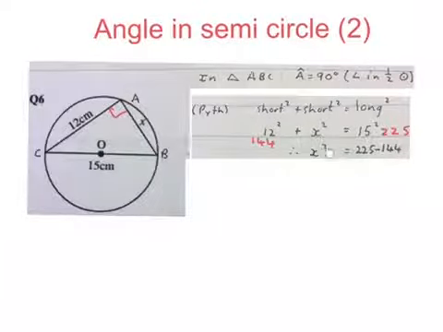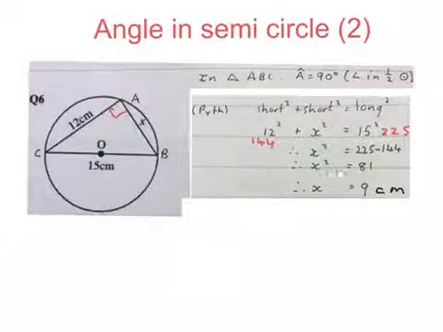Then, to get the x alone, I move the 12 squared to this side and minus it here. 15 squared is 225, and 12 squared is 144. Then we write x squared equals 81, square root both sides, so x equals 9 centimeters, and I like to write it in on my sketch.